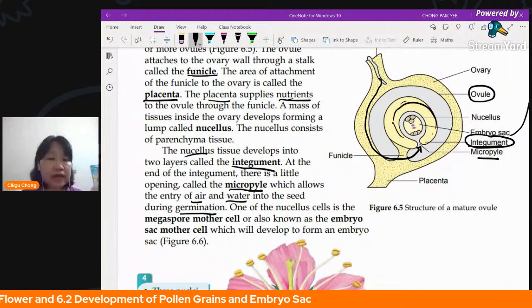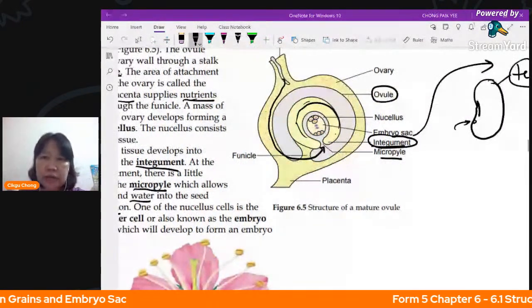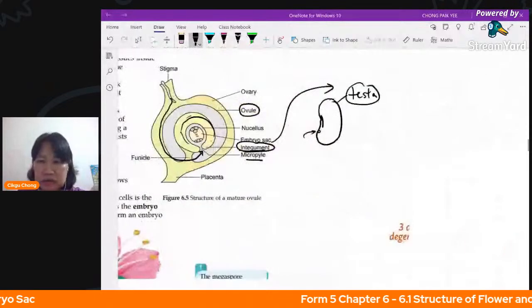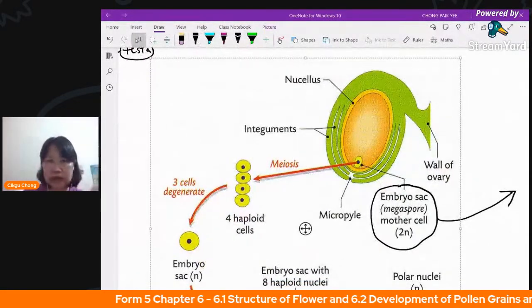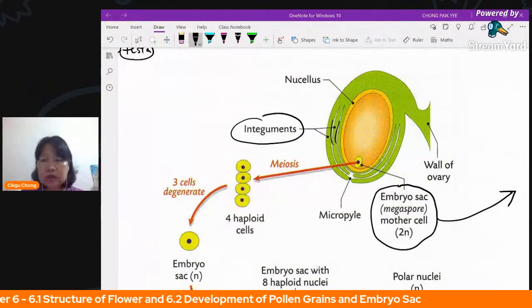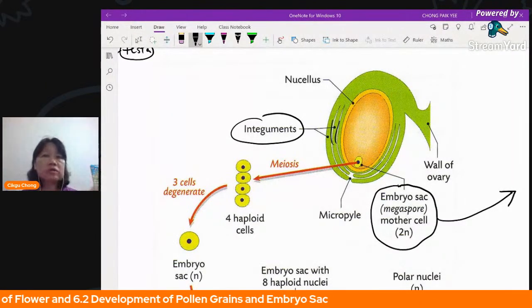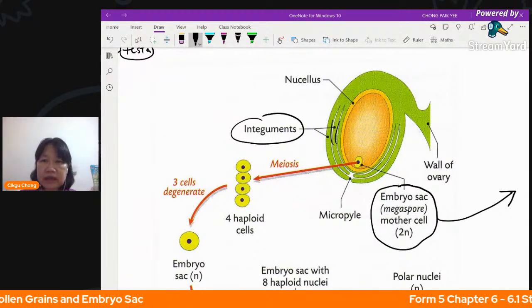Now let's look at what is inside. One of these ovules, I'm going to magnify it. Here is another picture. I can see the nucellus. This nucellus is the whole thing. The integuments are these layers. You can see one layer, two layers, could be more than one. So sometimes the seed has more than one seed coat. This is the wall of the ovary, and this is the placenta.